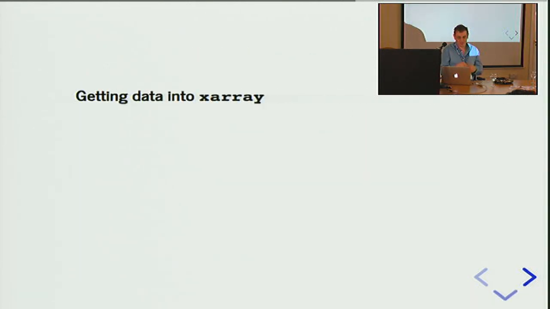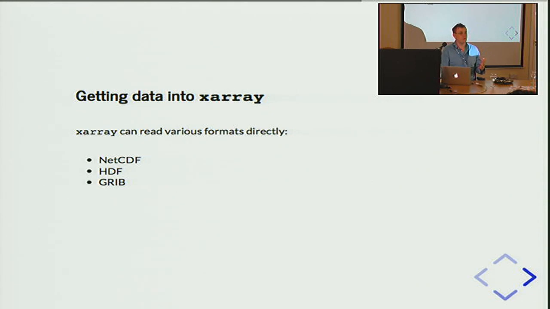So, how do you get data into XArray? Well, it can read certain formats directly. I've already talked about netcdf and how an XArray dataset is basically a netcdf file in memory. It can read HDF, GRIB, various things like that. From my perspective, I want to get in geographic data, geographic satellite data of air pollution.